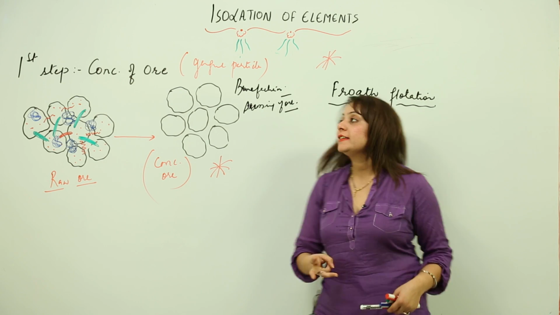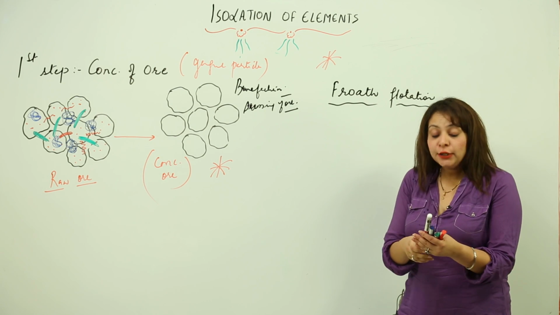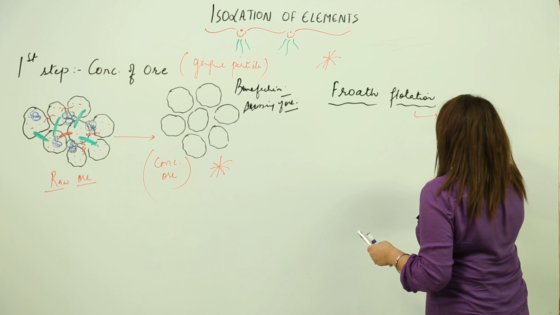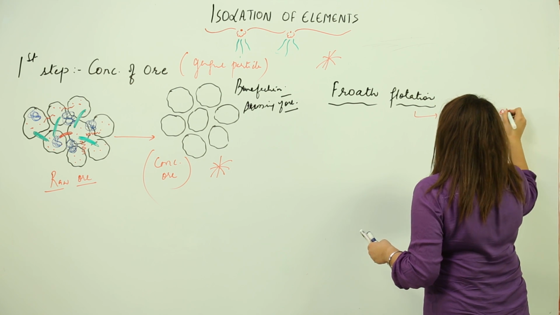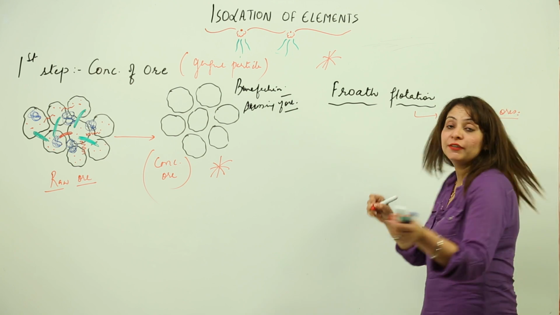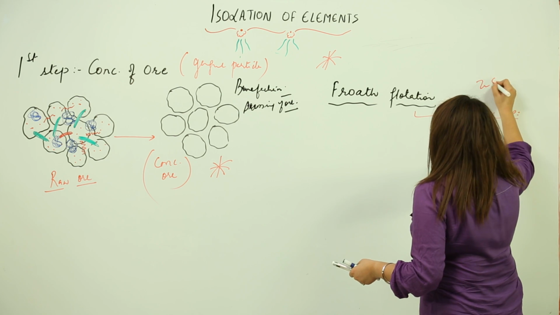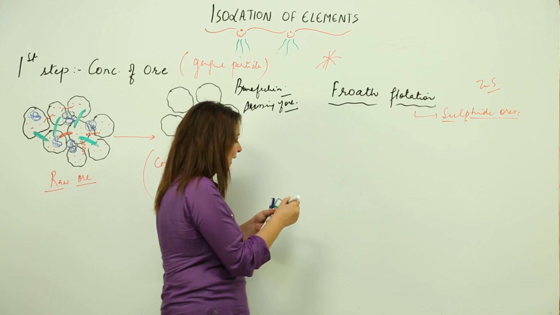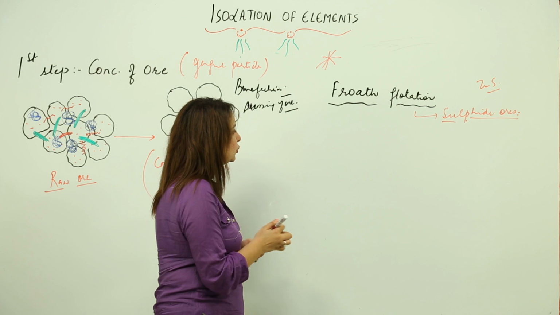So the third method is now the froth flotation, right? You should know that this method is particularly used for sulfide ores, like we did zinc blende and all, right? Now, what apparatus do we use in froth flotation? I'm just going to draw it to show you.